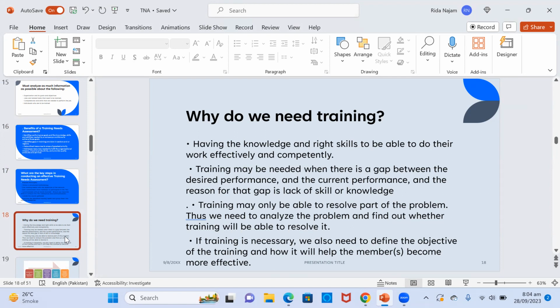Training may be needed when there is a gap between the desired performance and the current performance, and the reason for that gap is lack of skill or knowledge. Training may only be able to resolve part of the problem. Thus, we need to analyze the problem and find out whether training will be able to resolve it or not. If training is necessary, we also need to define the objectives of training and how it will help the members become more effective.